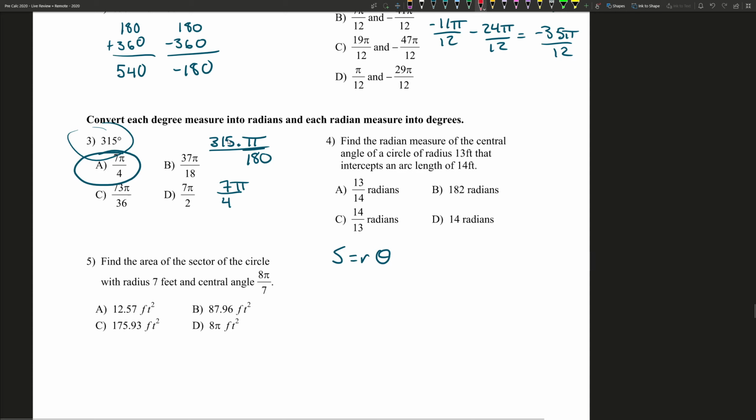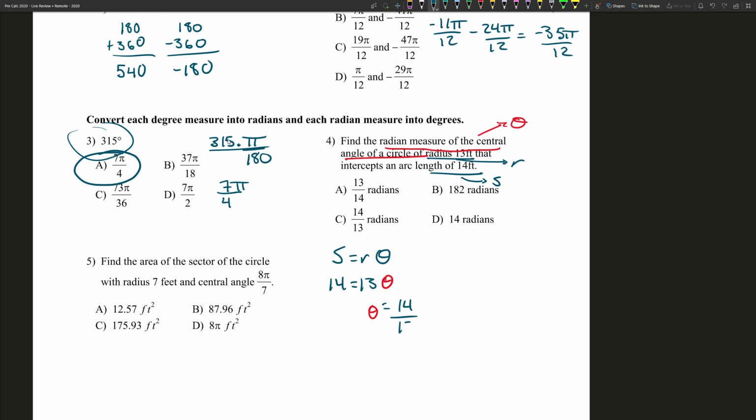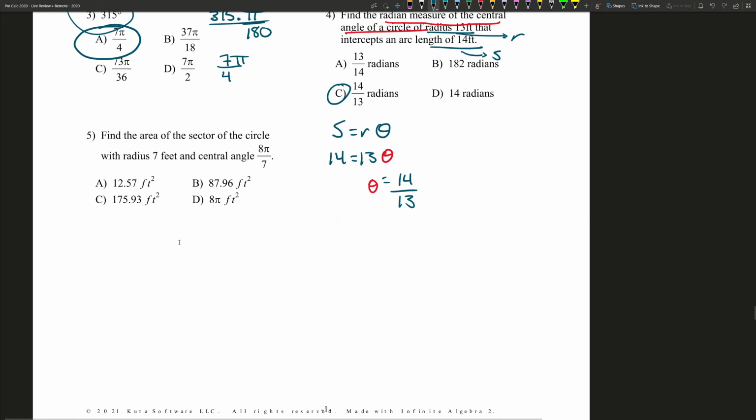Right, so if we just look at this, find the radian measure of the central angle. So we need to find theta. We're given a radius of 13 feet. And we have an arc length of 14 feet. Right, so we have S and R, and we need to find theta. Right, so if we just plug those in, we get 14 is equal to 13 times theta. Solve for theta. So we get theta is equal to 14 divided by 13. So that's C. Okay. Same thing for number 5.